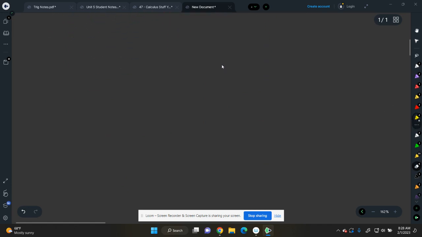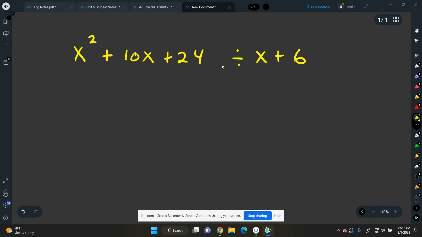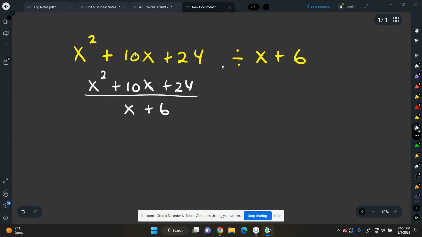Okay, let's do another one. These are really easy. You just have to pay attention when you're learning to know where the numbers came from. Let's do x squared plus 10x plus 24 divided by x plus 6. Remember, this is the same thing as writing x squared plus 10x plus 24 divided by x plus 6. It's the same thing.